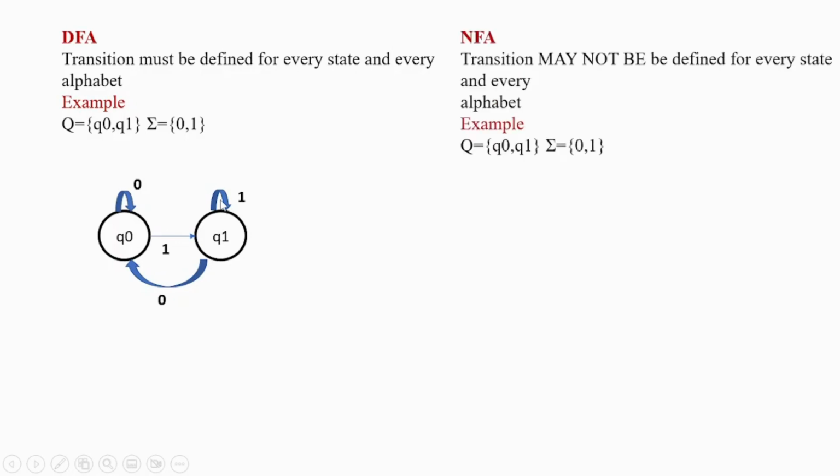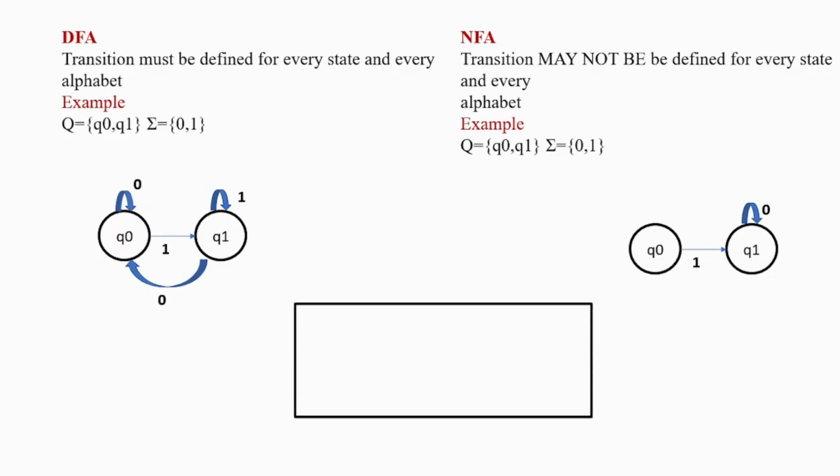Whereas in case of NFA, transitions may not be defined for every state and every alphabet. For example, from state Q0, only the transition for 1 is defined. For 0 it is not defined. Same way from Q1, only 0 is defined. The transition for 1 is not defined. So this is the major difference between NFA and the DFA.